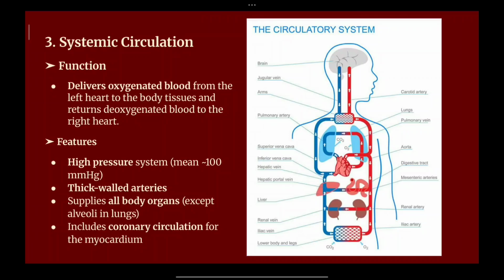Now it is included in coronary circulation for the myocardium as well. So in systemic circulation, not just the whole body, it also covers the heart, whereas the heart also requires oxygenated blood. Heart muscles also need oxygen to work efficiently, right? So coronary circulation is also involved in the systemic circulation.